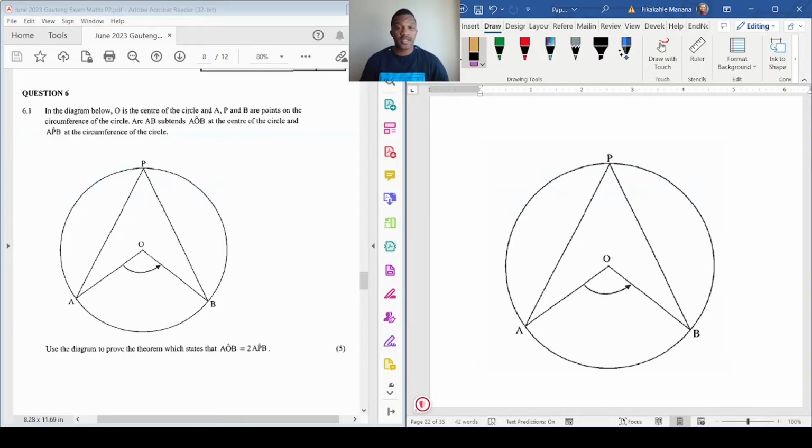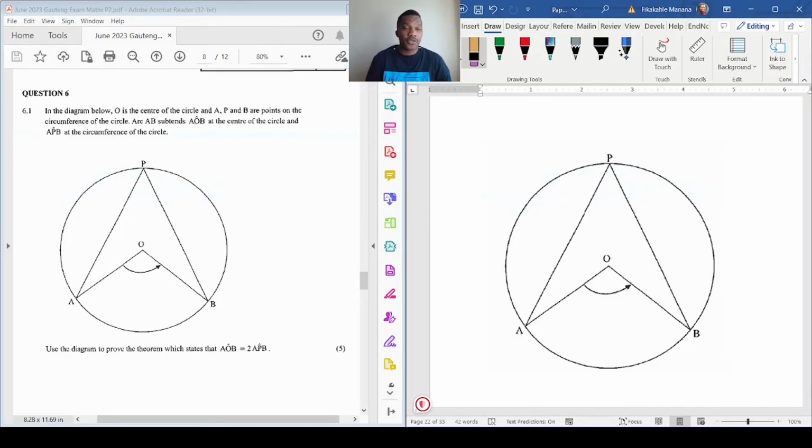This is mathematics paper number 2. Okay, so we're now in question number 6, and here it goes. We read here, in the diagram below, O is the center of the circle. Okay, I see O. And A, P, and B are points on the circumference of the circle. Arc AB subtends AOB. Okay, I see that. At the center of the circle, and APB at the circumference of the circle.